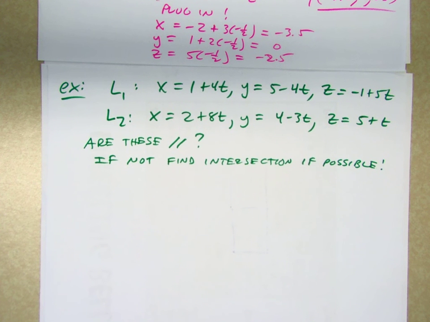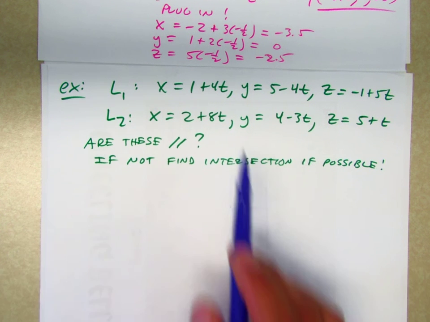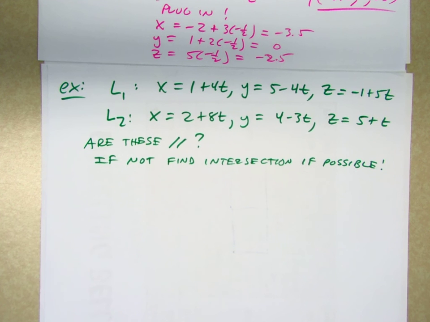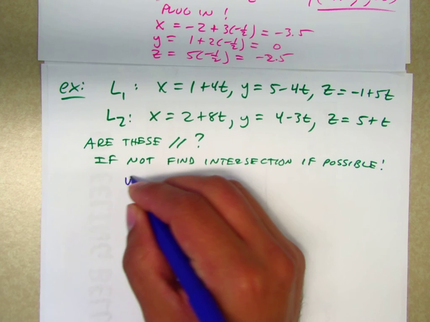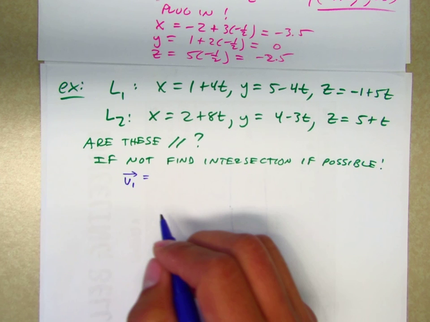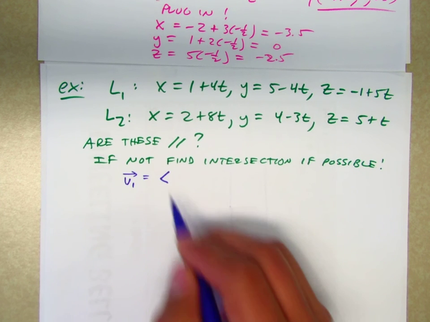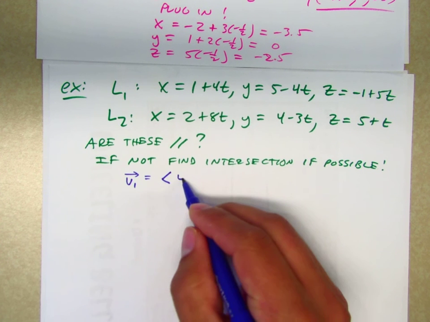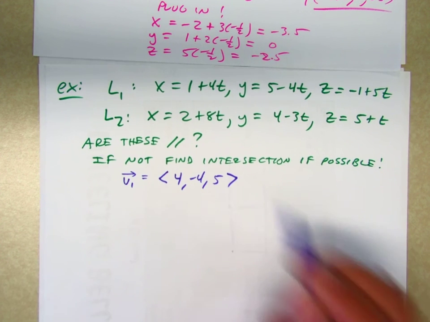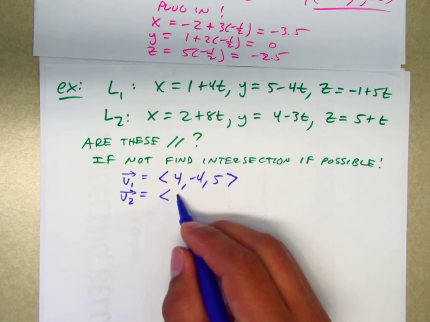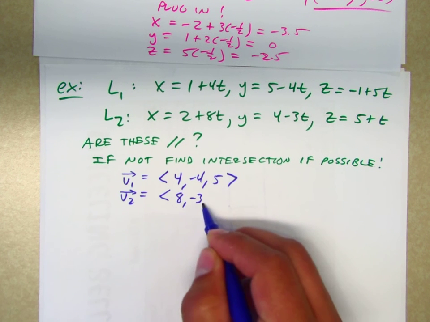So let's extend that to lines. What do I know by looking at these about the vectors that represent them? If V1 is a vector that's on L1, what vector must be on it? And we're just working backwards now. 4, -4, 5. Good. And the vector that's on the second line would be 8, -3, and 1.